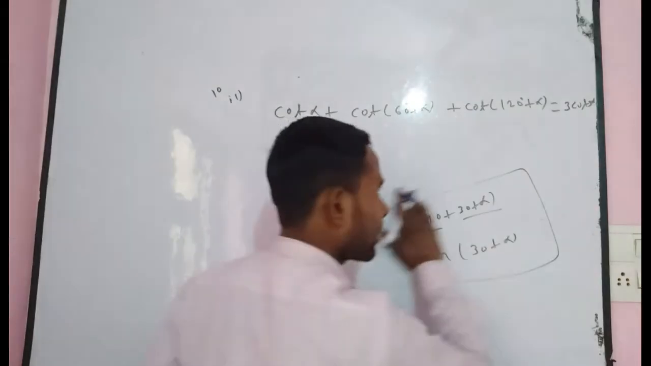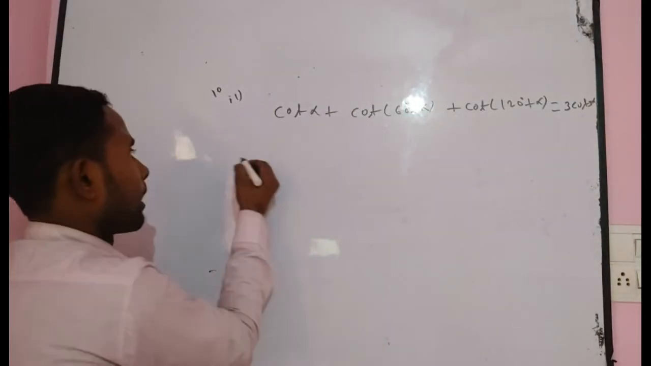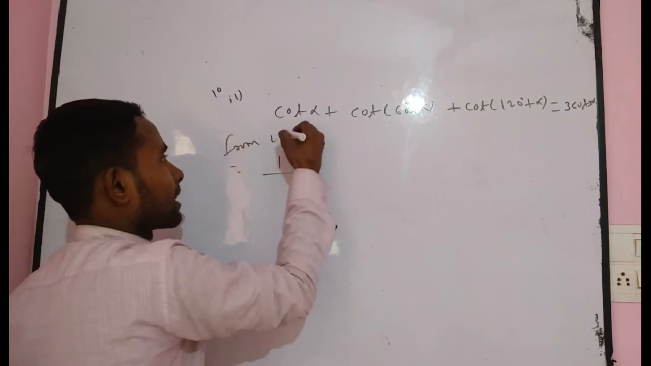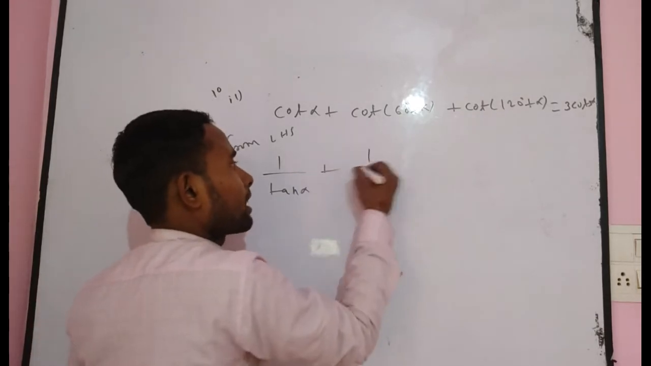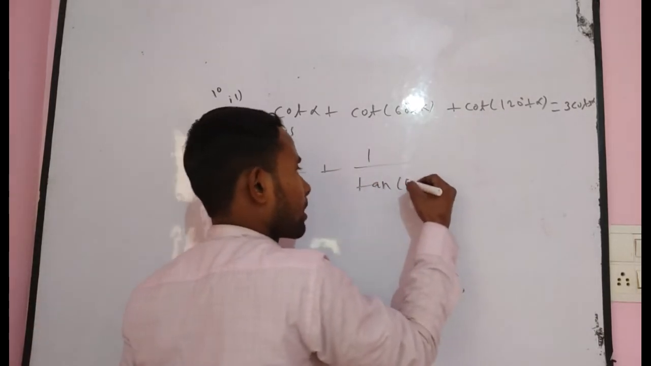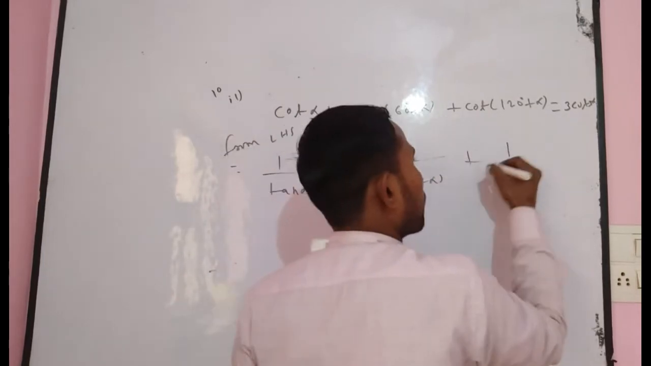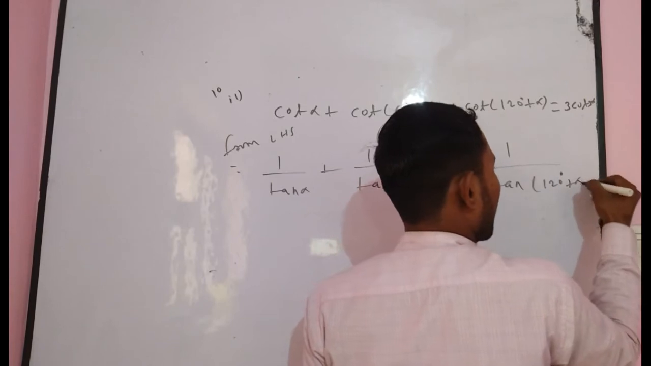Have you understood? But before writing, I want to give you some idea. Cot alpha, firstly, you have to work from the LHS. Cot alpha can be written as 1 upon tan alpha, plus cot 60 plus alpha can be written as 1 upon tan 60 plus alpha, plus it can be written as 1 by tan 120 plus alpha. Can you write?